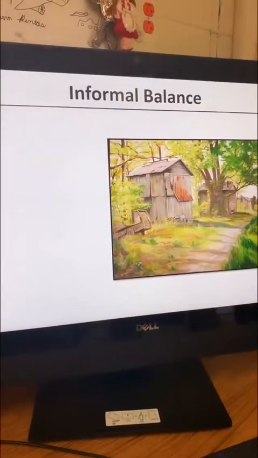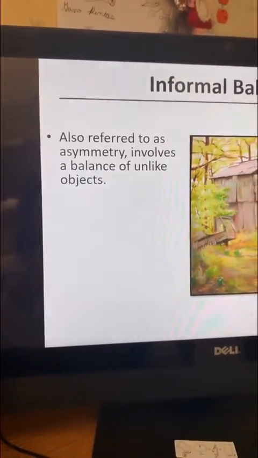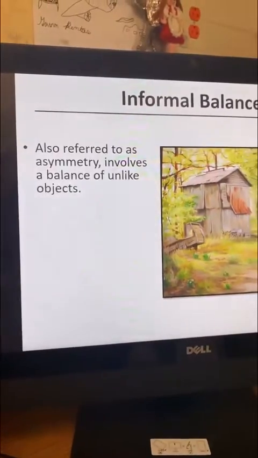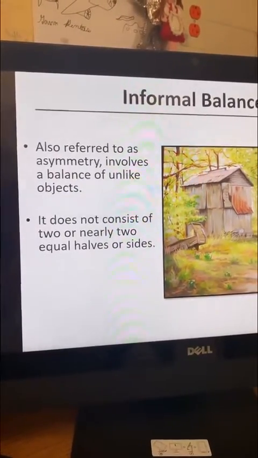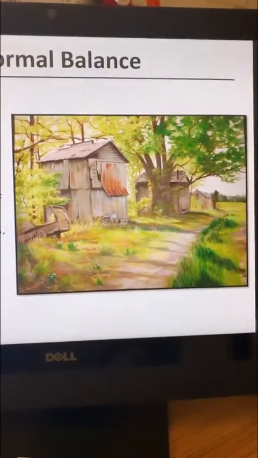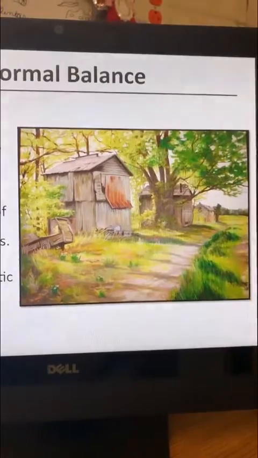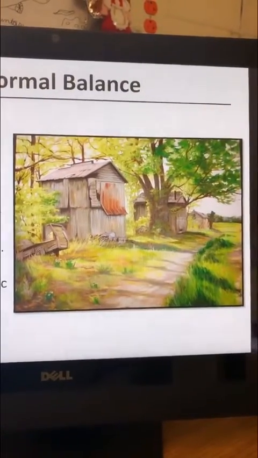Up next, we have informal balance. Informal balance is also referred to as asymmetry, and it involves a balance of unlike objects. It does not consist of 2 or nearly 2 equal halves or sides, as you can see from the example. It relies on the artistic arrangements of elements to appear balanced.